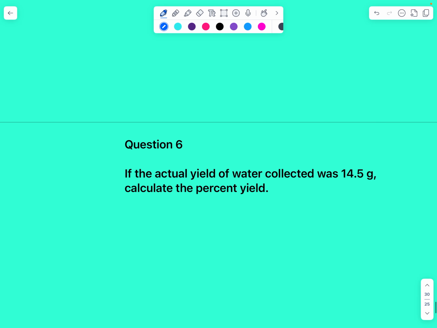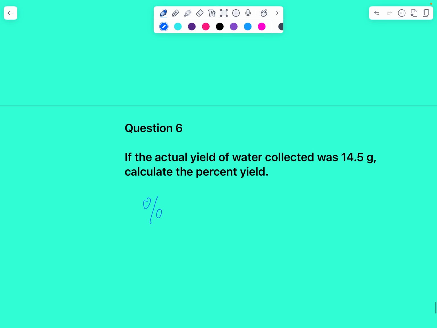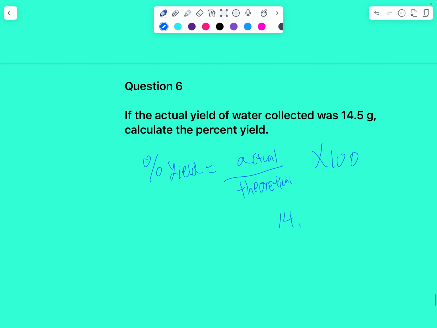So if the actual yield of water collected was 14.5 grams, calculate the percent yield. The formula, as we know, for percent yield is actual divided by theoretical times 100. So the actual was 14.5. The theoretical is 18.0, which is what we calculated earlier. Times 100, you're going to get 80.6%. Percent yield compares what you got to what you should have gotten.